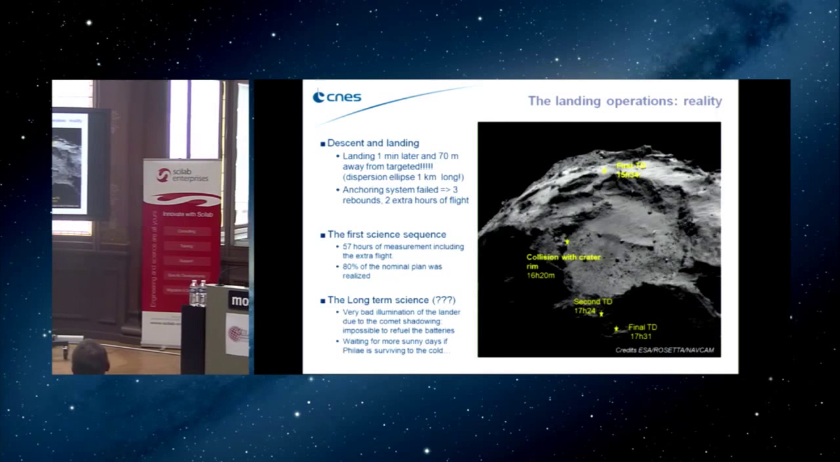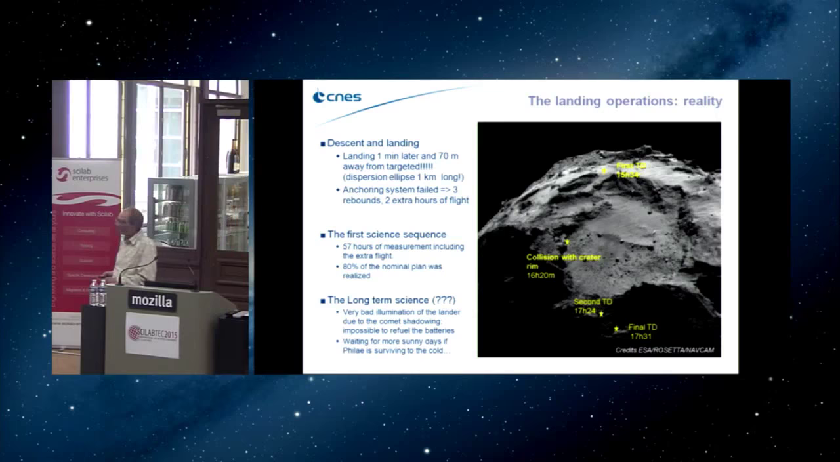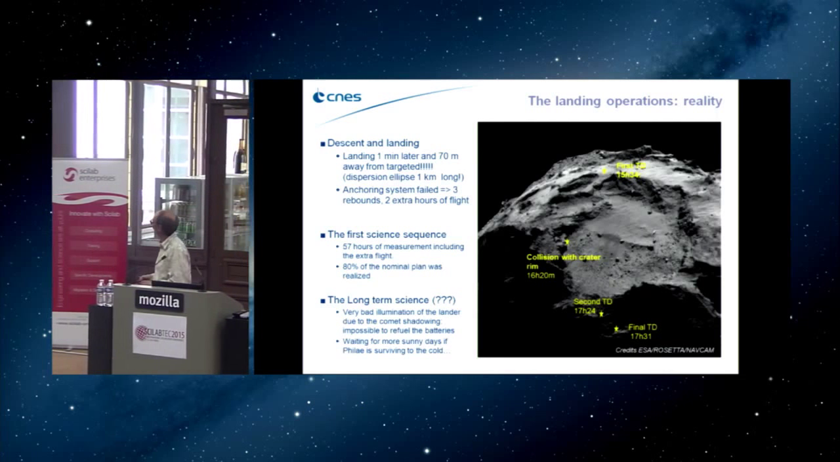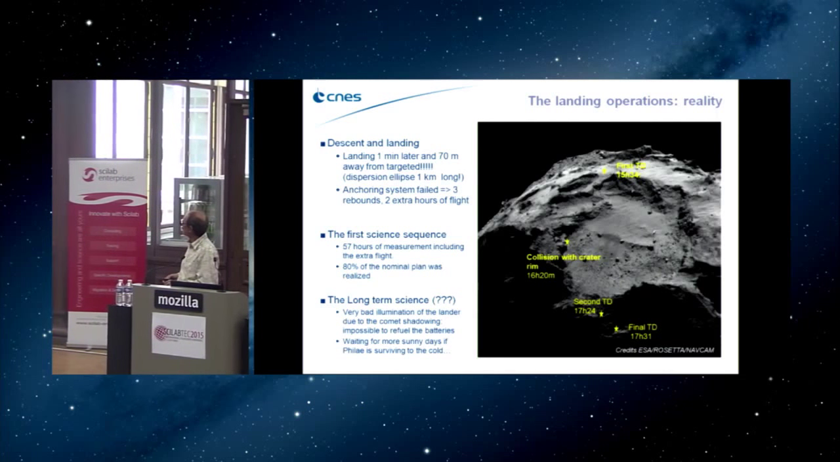The reality was not as planned, because Philae rebounded 3 times. So we had several rebounds. Here you see that this was the targeted point. It was reached very accurately, thanks to AMOC. So we landed at a distance of 70 meters from the targeted point.